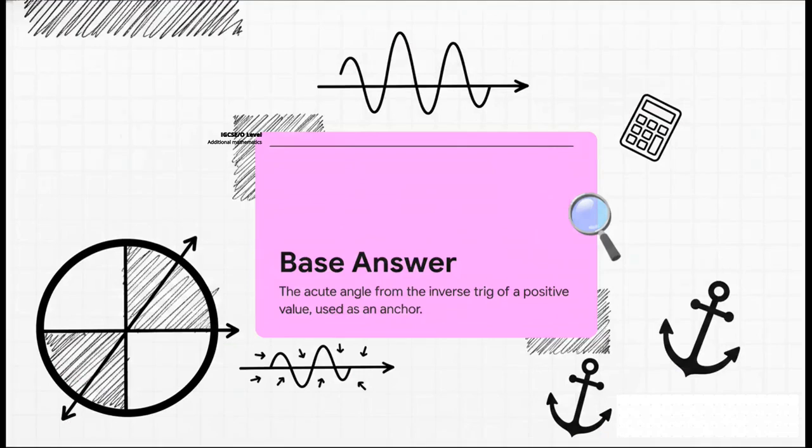Okay, here is the absolute golden rule of solving trigonometric equations. Before you even think about dealing with negative numbers, you have to find your base answer. Say your equation is sine of x equals negative 0.68. I want you to completely ignore that minus sign for a second. Just punch the inverse sine of positive 0.68 into your calculator. That gives you an acute angle, and that right there is your anchor point.